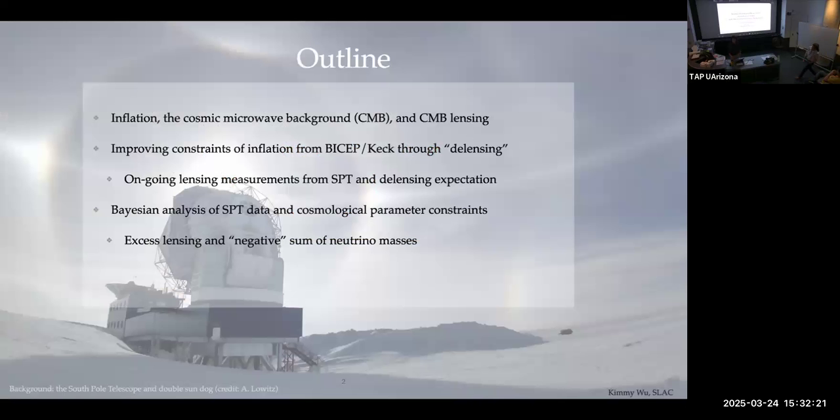All right. So just a brief outline of this talk. I'll introduce inflation and the CMB, and in particular CMB lensing. And then I'll talk about improving constraints on inflation using BICEP Keck data through delensing, and some ongoing lensing measurements from SPT and the delensing expectations we can get from this data set. Then I'll talk about Bayesian analysis of SPT data and the cosmological parameter constraints, in particular in terms of the sum of neutrino mass, how excess lensing connects to this negative sum of neutrino mass expectation that we see in some of the works last summer. And if there is time, there can be some discussion of the latest DESI DR2 result as well. That's fresh from last week.